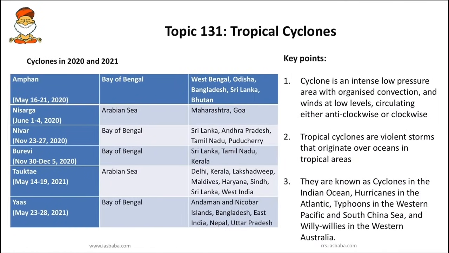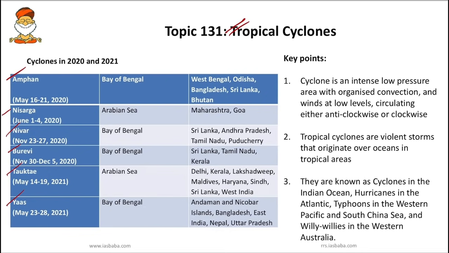So first important topic, that is tropical cyclones. First, students should remember some of the important cyclone names which occurred during 2020 and 2021. They might frame questions on which particular cyclone originated in which particular region or which states were affected. So try to know Amphan, Nisarga, Nivar, Burevi, Taukte and Yas. These are the cyclones which happened during 2020 and 2021.